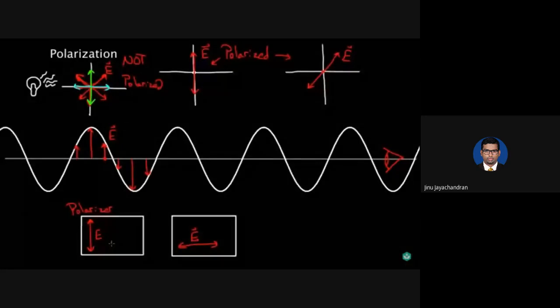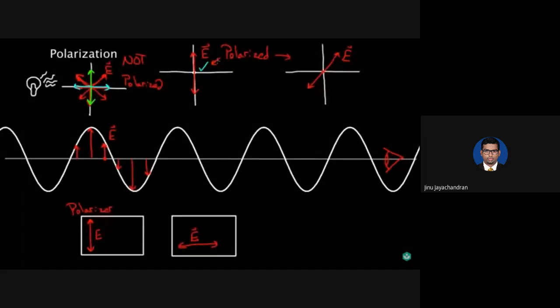So you can do this, and once you hold this up, you get polarized light. Light that's only got one orientation. So that's what polarization means. But why do we care about polarization?